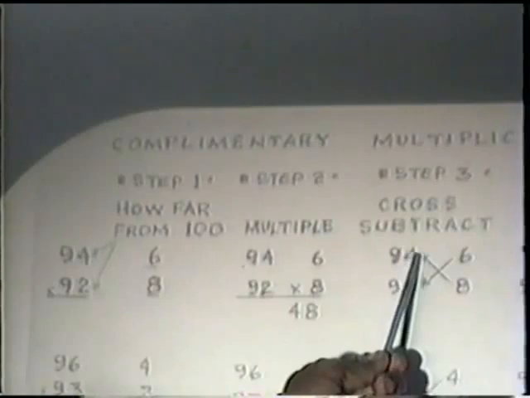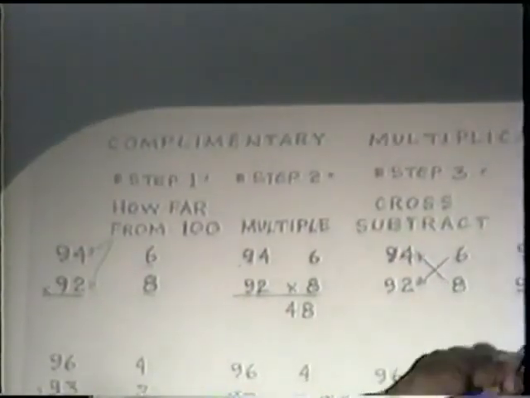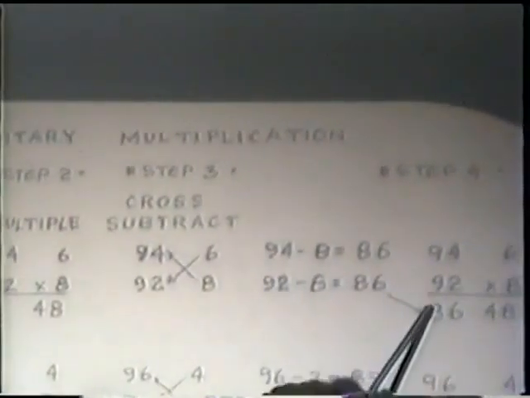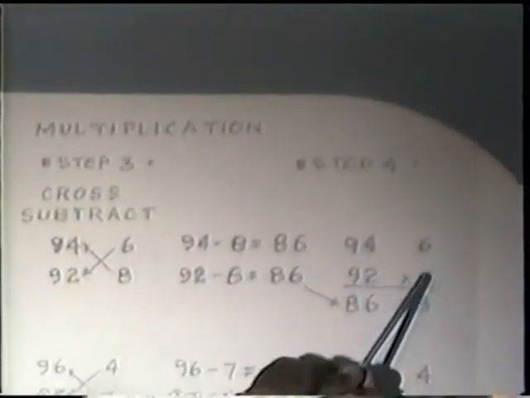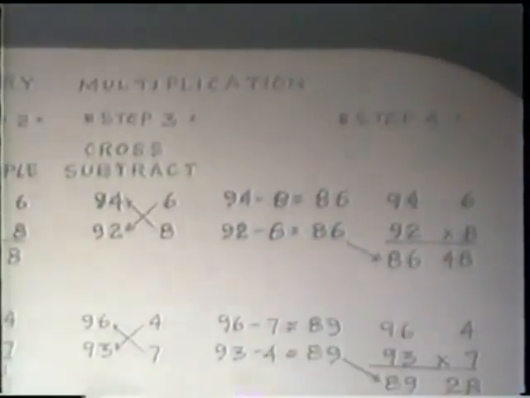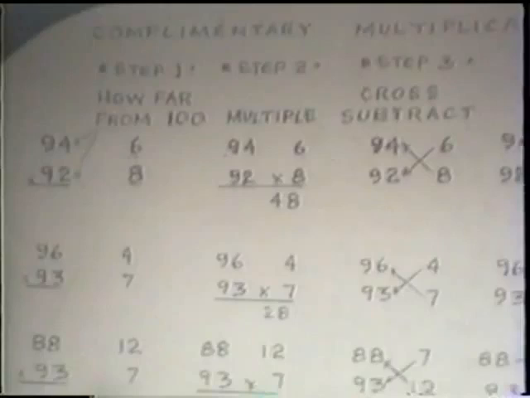Step 3, we cross subtract. 8 from 94 and 6 from 92. 8 from 94 is 86. 6 from 92 is 86. We bring down the 86. Remember we did 8 times 6 and we got 48. The answer is 8,648. We do it again.